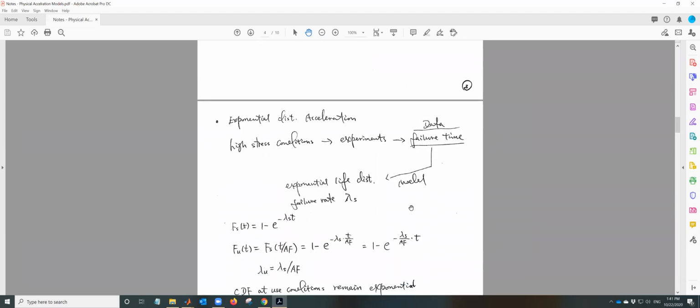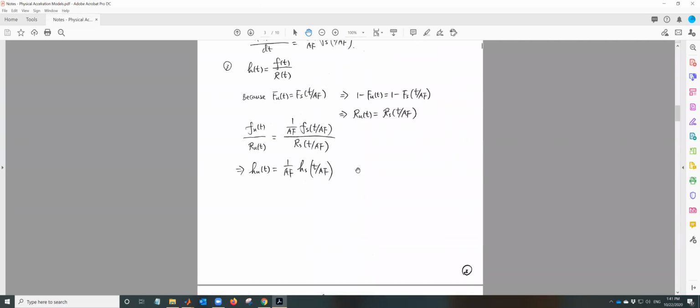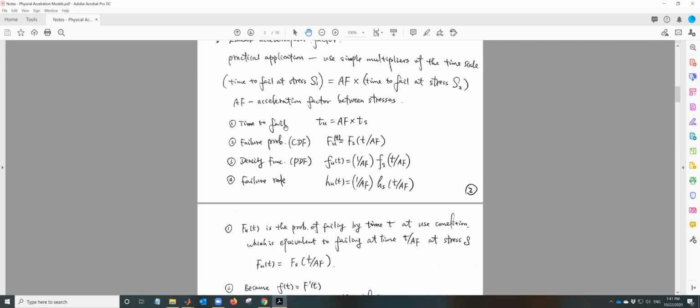Now, let's assume our failure, the lifetime distribution follows the exponential distribution. Under the exponential distribution, if we have acceleration, then what will be the relation? So this is this part. In other words, if we have this relationship, we can assume this t follows exponential distribution. The lifetime of the product can follow the exponential distribution, Weibull distribution, or log normal distribution.